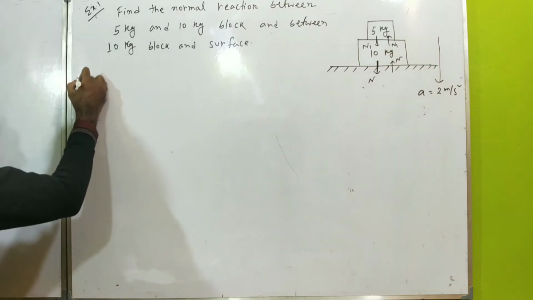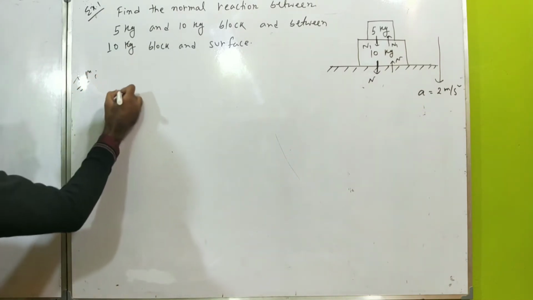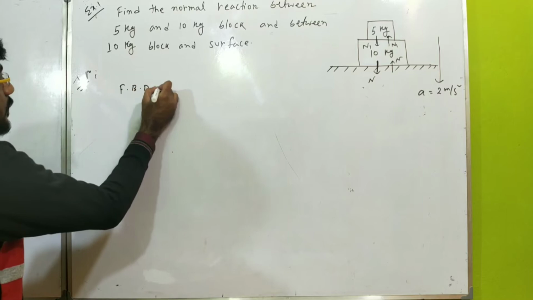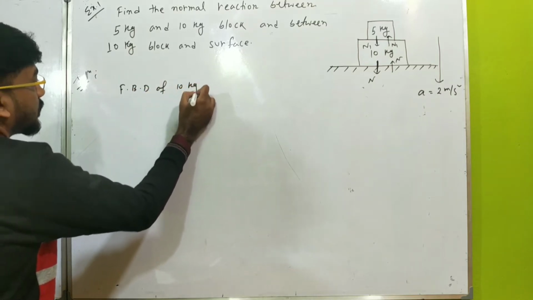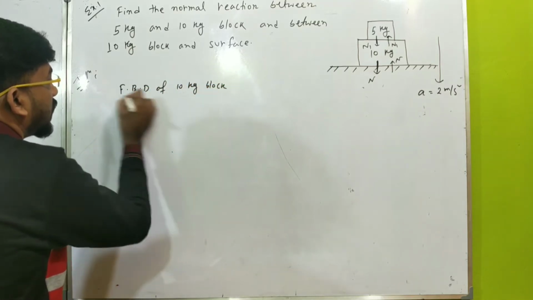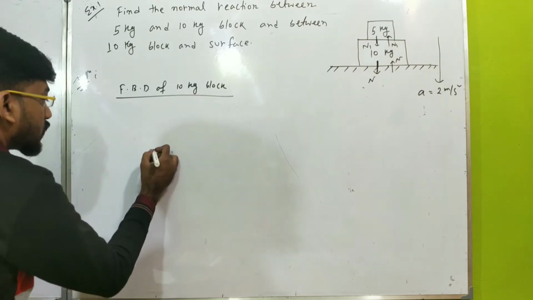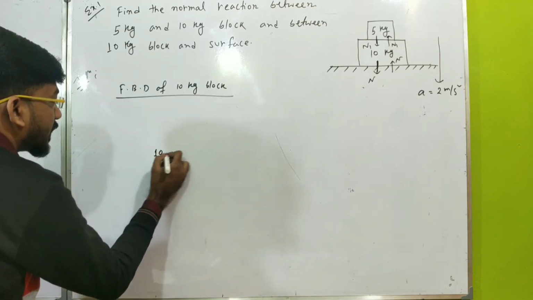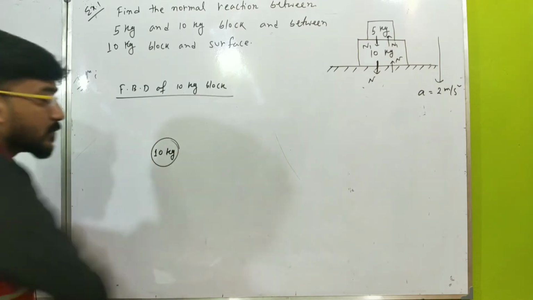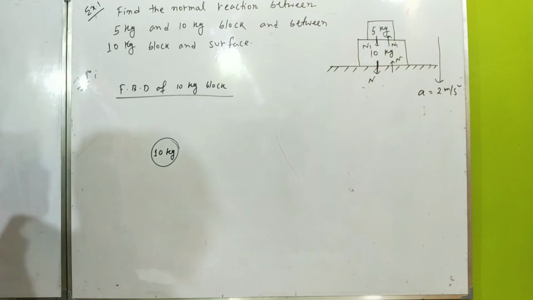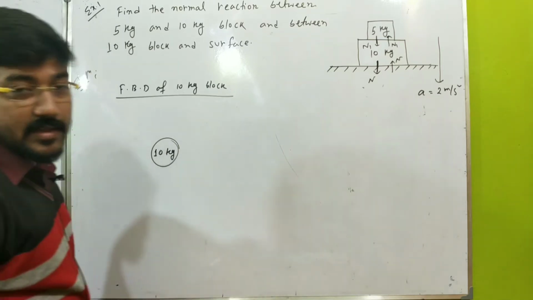OK, so you can write like this: FBD of 10 kg block. So you can write it like this, 10 kg with this circle. And what will be the force acting on the 10 kg block?